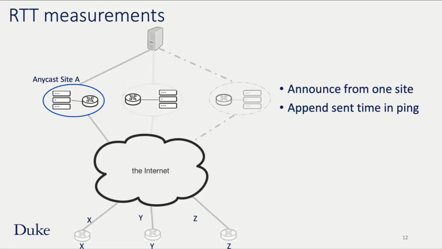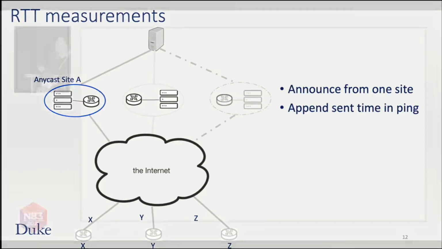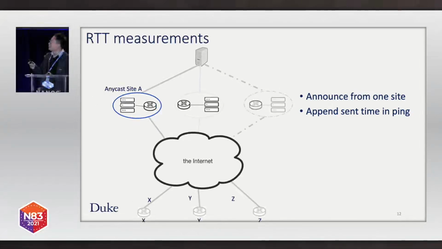Using that method, we get the total order of all clients, but we still need the round trip time from different clients to the Anycast sites to make the prediction. In order to get that, we announce the Anycast prefix from one single Anycast site. That means we announce the prefix in a unicast way. After the internet converges, all the clients will belong to the single site's catchment area. After that, we send out SMP packets to all clients.